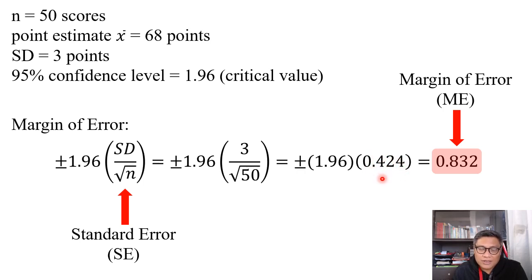Typically, class, we round our answers to 3 or 4 decimal places. Up to 3 decimal places will do. Then we multiply this by 1.96. The result, class, is the margin of error, which is 0.832. Now this is what we need, class, so that we can add this 0.832 to, and subtract it from, the point estimate of 68 points. That would be the lower and the upper limit of the confidence interval.